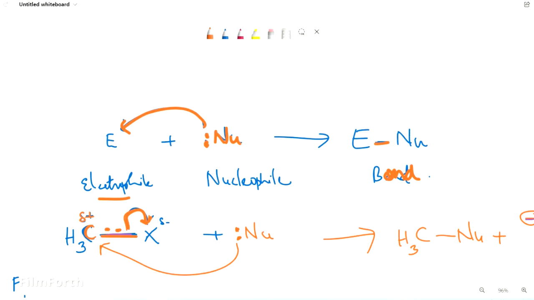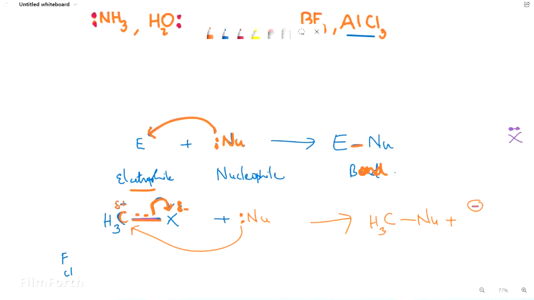We represent it as delta negative, a partial negative charge, and correspondingly carbon becomes partially positive. So when this halogen acquires the electron, it leaves as X minus. The halogen leaves with that extra electron pair. That's why we put a negative charge over here. And the remaining part is CH3, which will have a positive charge. So then it acts as an electrophile.